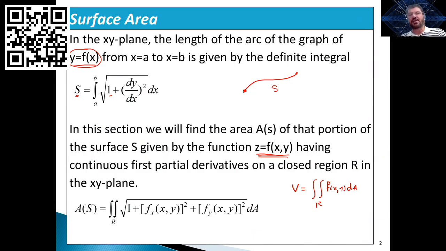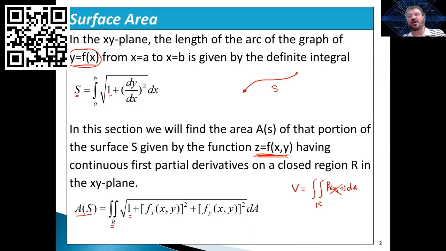Now in 913, we are trying to find the surface area of the solid, or of the surface. I need to find the surface area. We can't say area, we say a surface area, because this is in three-dimensional space. The only difference here is that we're going to remove this and replace it with the square root of 1 plus the derivative of z with respect to x, squared, plus the derivative of z with respect to y, squared, dA over the region R.